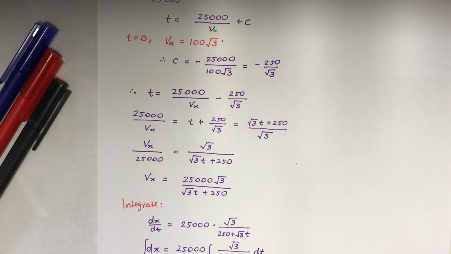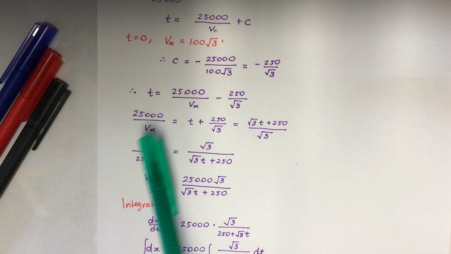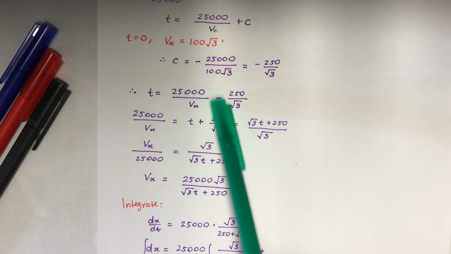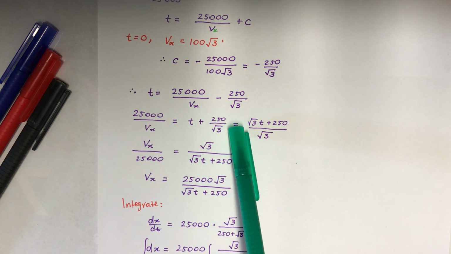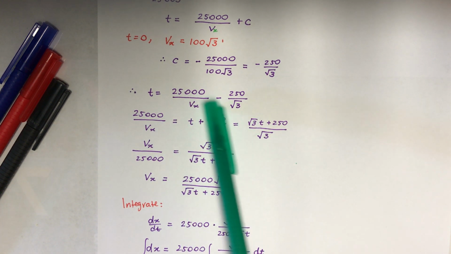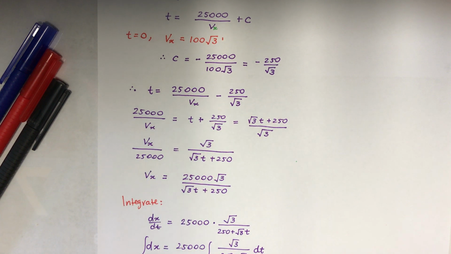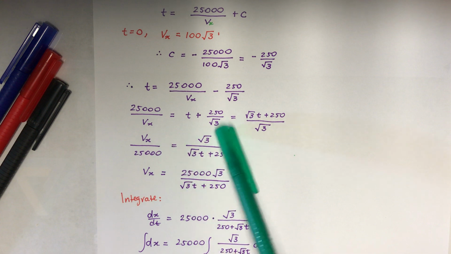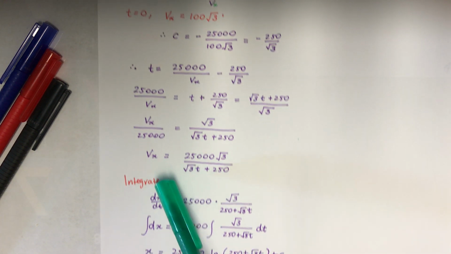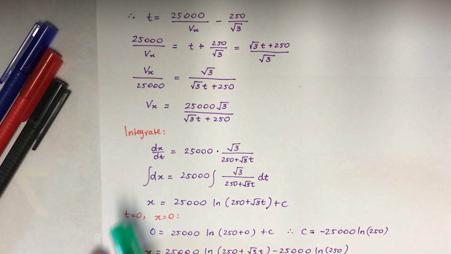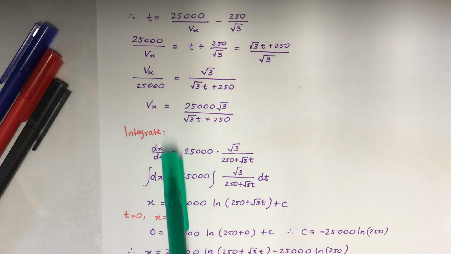And then we have to make Vx the subject, so I'm going to move that one to the other side, leave that one, and tidy this one up a little bit. Then it's just, not cross multiply, just times by 25,000. So I'll get Vx, and then I'll integrate again because I want x equals.